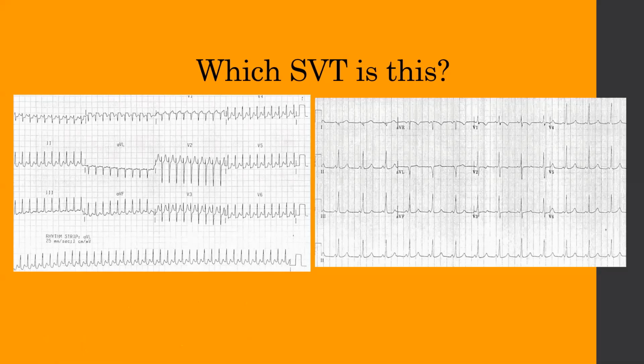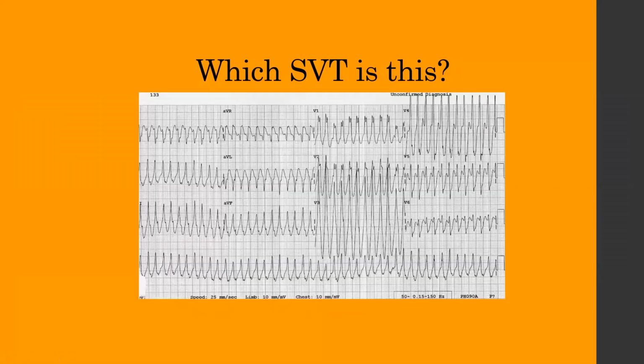It could be either the orthodromic AVRT, which is the one that we said goes down the AV node and then back up through the accessory pathway. On that ECG alone, it could also be an AVNRT, but because we've got the one in sinus rhythm where you can see these delta waves, this is Wolff-Parkinson-White with AVRT.